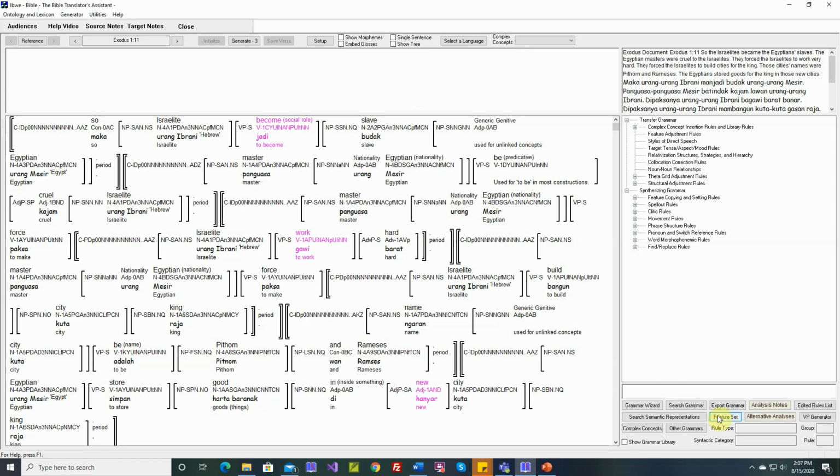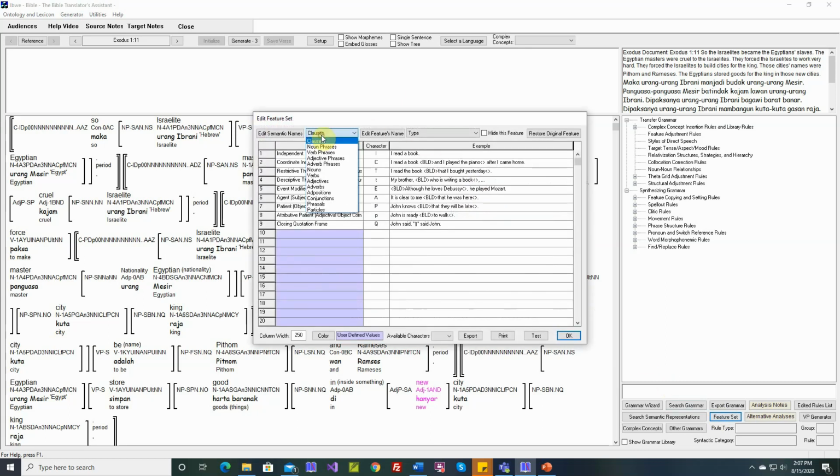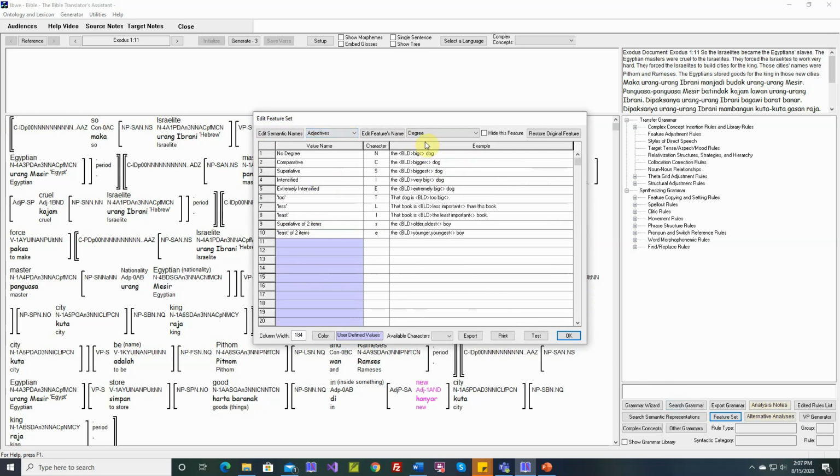This video will describe the features associated with adjectives, adverbs, adpositions, conjunctions, phrasals, and particles. Let's start with adjectives. There's only one feature, called degree, and here are the values.